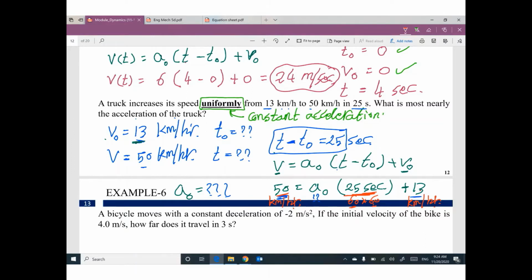Your number will be 50 minus 13 divided by that. This number will be 5,328 kilometer per hour squared. One more time, 50 minus 13 divided by that. Yeah. So make sure you are using the correct unit.